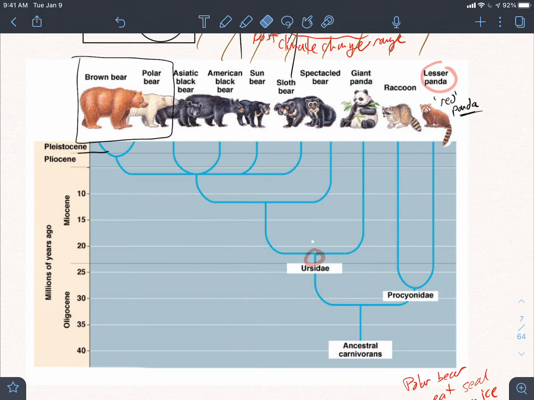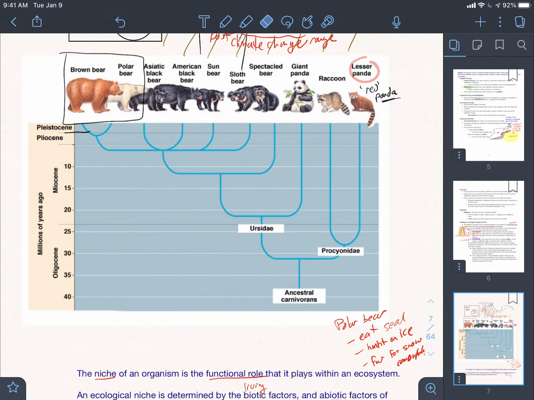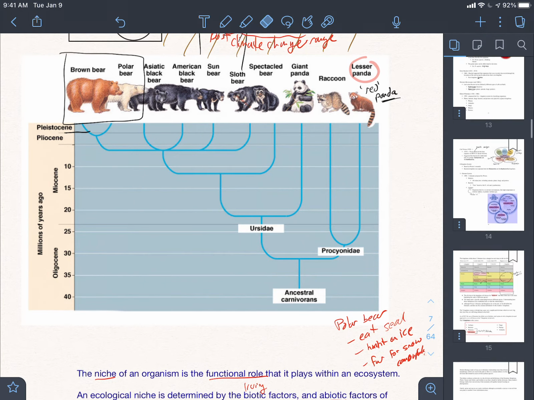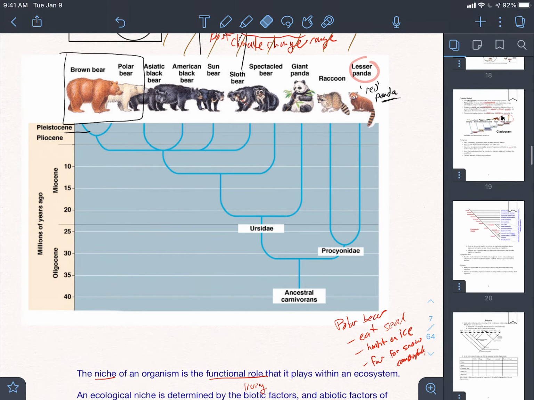And then even looking at the raccoon and the lesser panda, they share some characteristics. So they are placed in a similar clade together, and then the clade divides and divides and divides based on the shared characteristics between the organisms. Okay, I'm going to slide back just 1 second.